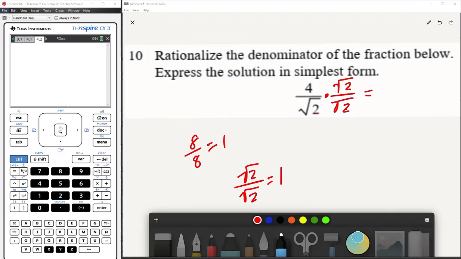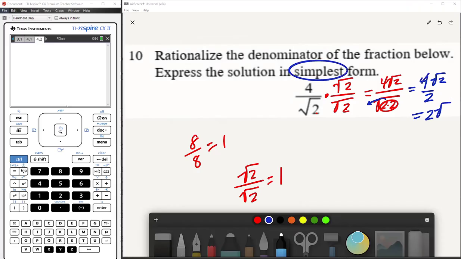So here's what you're going to have. 2 times 2 is the same thing as 2 times 2 here, and then up here it would be 4 square root of 2. We can simplify this. We can pull the 2 out. So this is going to be 2 on the bottom, and we're going to have 4 square root of 2 on the top. Now they want this simplified, so we can simplify 4 over 2, so it's going to be 2 radical 2. That's your answer.